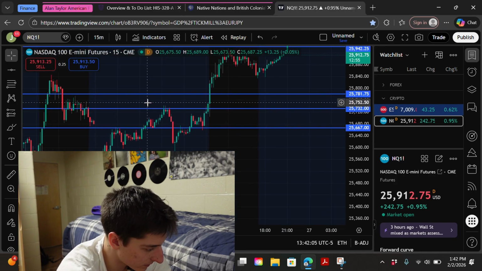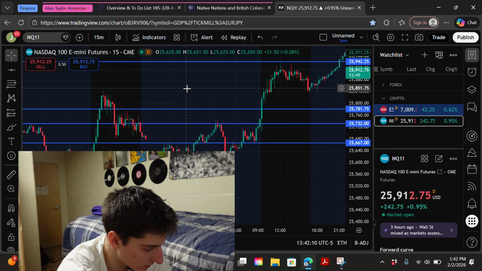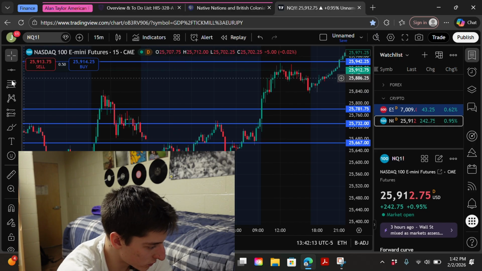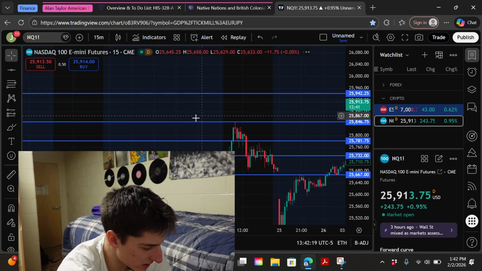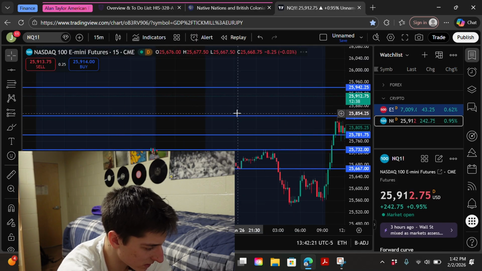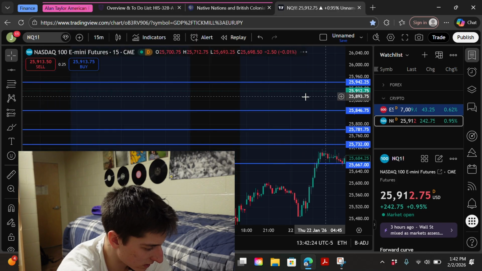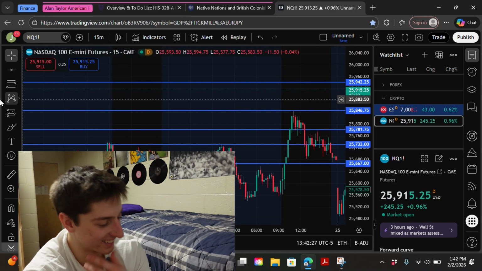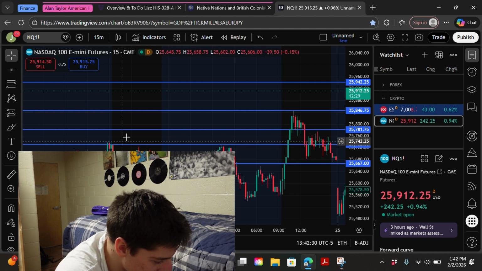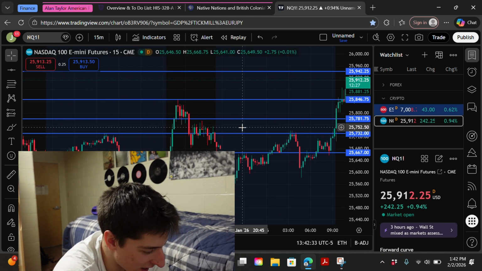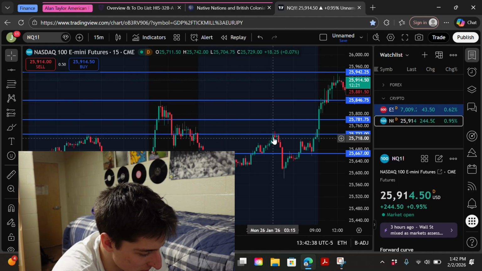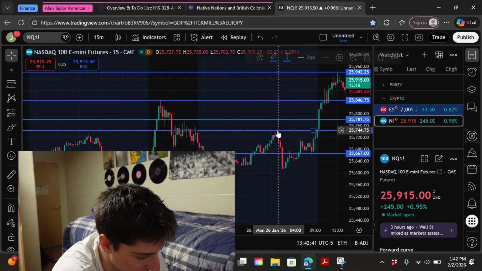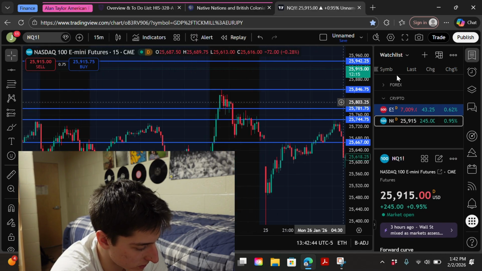Let's see. Okay. Here's one right here. I think this is actually an old one that was already hit. Am I tripping? Yeah, I'm tripping, never mind. But as we can see right here, wait, where'd it go to? Okay, as we can see right here, liquidity is swept from this right here, and there's a continuation of the trend upwards.